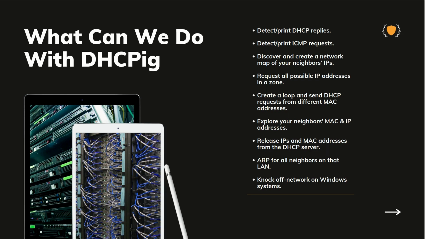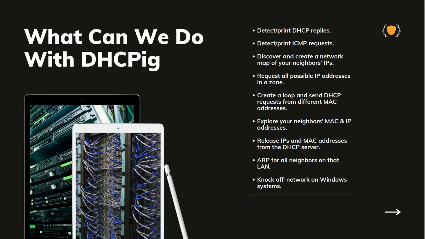Moving ahead, we can discover and create a network map of your neighbors' IPs. We can also request all the possible IPs in a zone, and create a loop to send DHCP requests from different MAC addresses. A MAC address is a physical address, the address of the physical asset. Don't be confused. We can also explore the neighbors' MAC and IP addresses, and release the IPs and MAC addresses from the DHCP server.